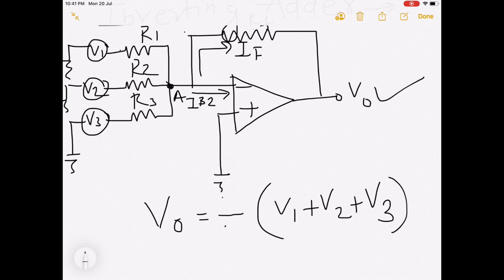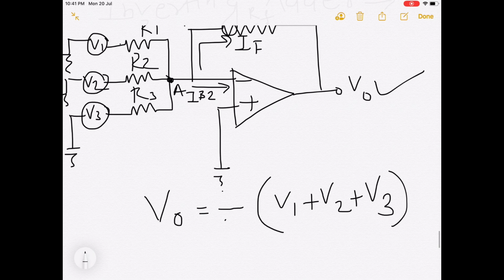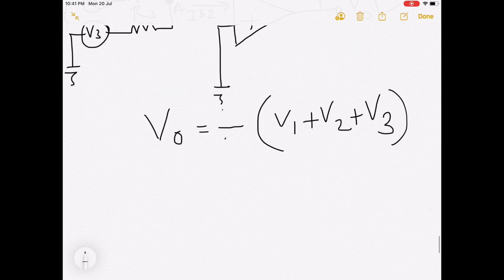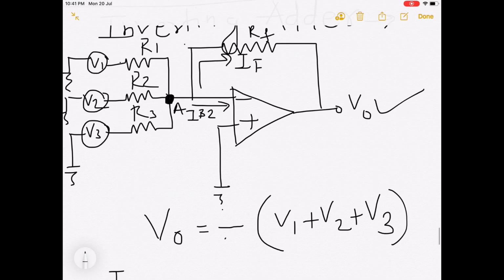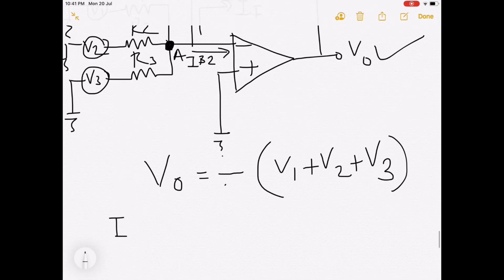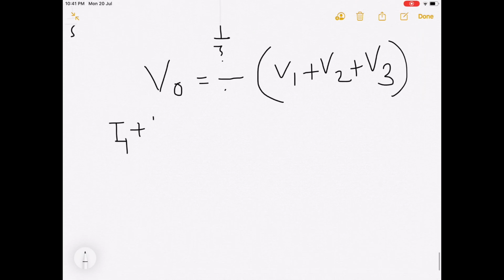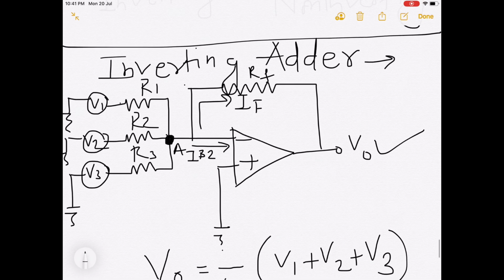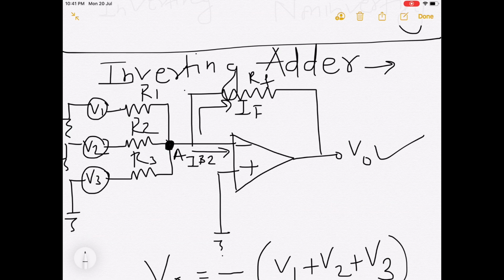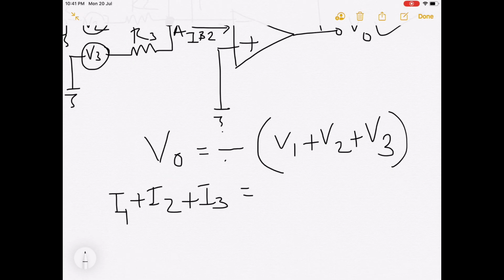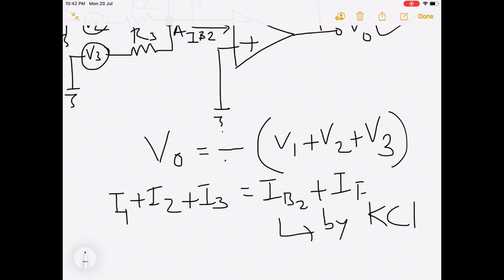Okay. So, for this again we have to apply KCL at this node. By KCL, current flowing through these V1, V2, V3, that is I1 plus I2 plus I3 equal to current flowing in these two paths, IB2 plus IF. So, I1 plus I2 plus I3 is equal to IB2 plus IF. Okay. This happens by using rule KCL.